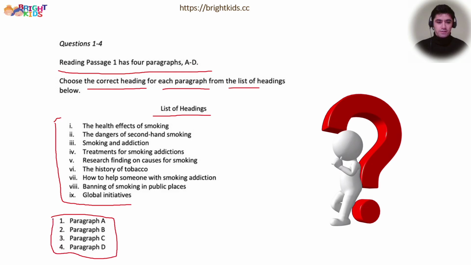These paragraphs show the paragraphs given in the reading text from A to D, and usually the number of headings always exceeds the number of paragraphs. So as you can see here, we have 4 paragraphs, and the number of headings is 9. This also makes the reading task a little difficult. Right, now let's move on to the next page.